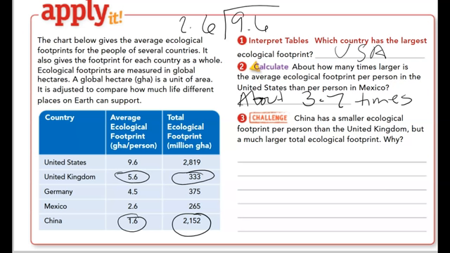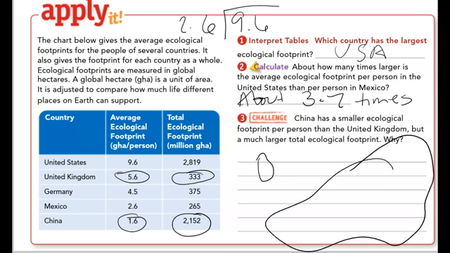Well, if we remember our sizes of these countries, we know that the United Kingdom is like that big, and China is like that big. So the per person might be smaller, but it is multiplied over a larger population. So more people live in China than they do in the United Kingdom.